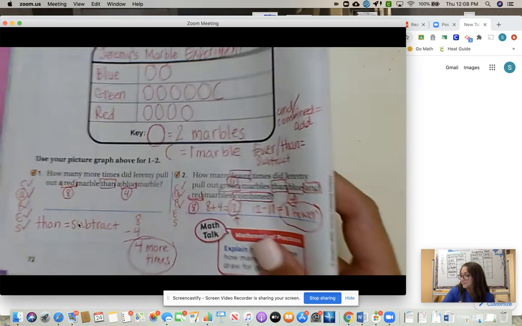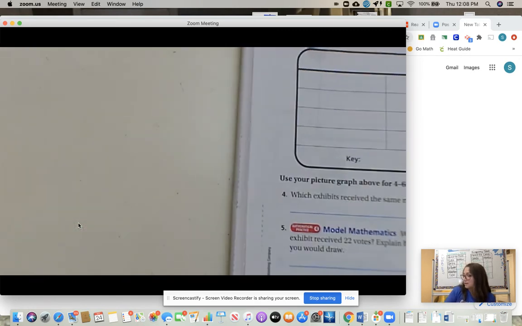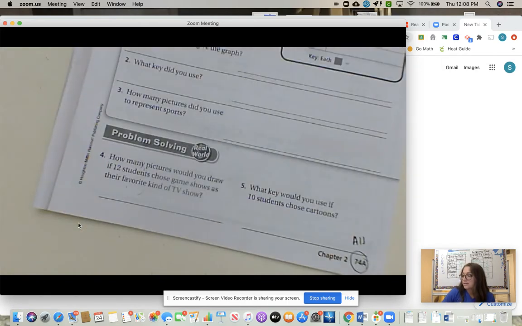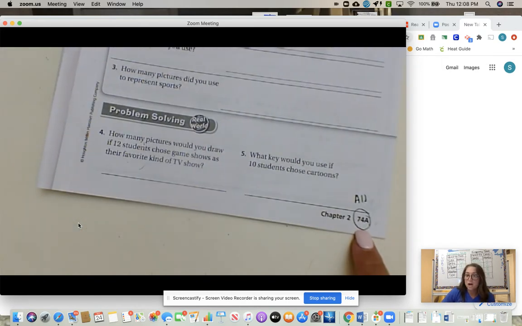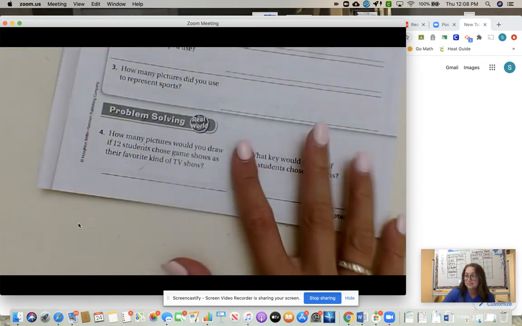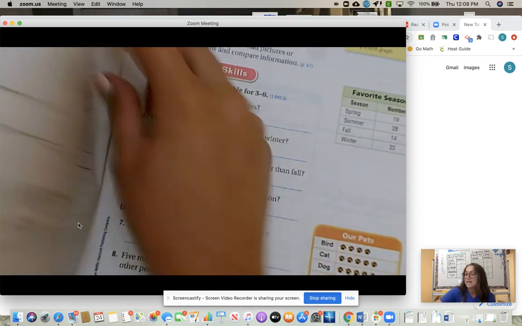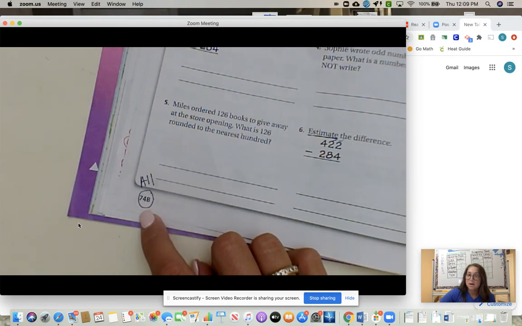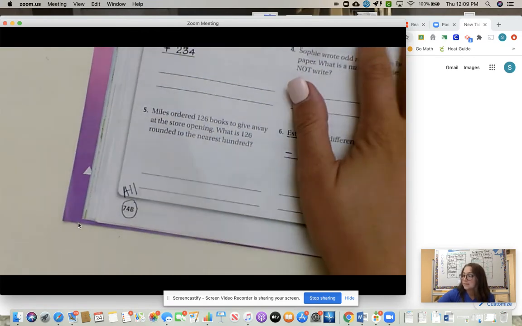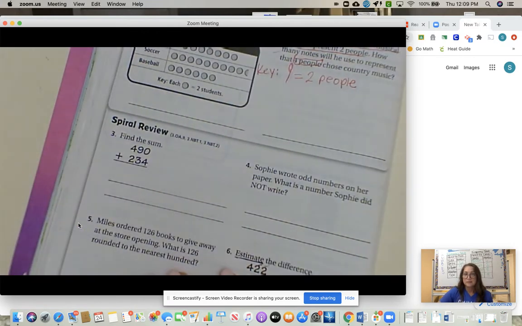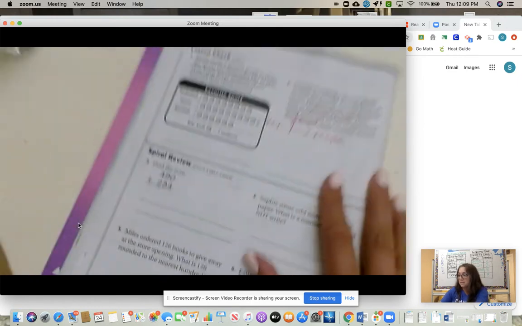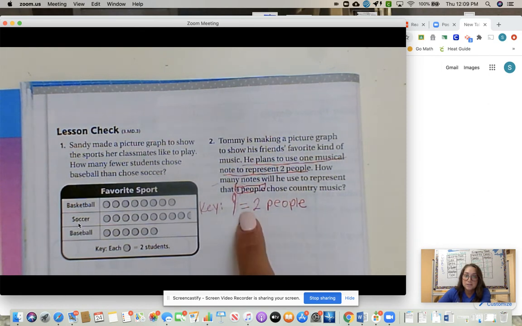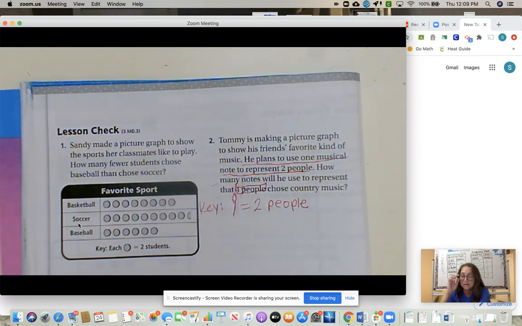All right. Your homework is 74A, all of it, please. And 74B, all of it, please. All right, I had a student ask me a question about number 2. So it's just in words. You're trying to figure out the key in words.